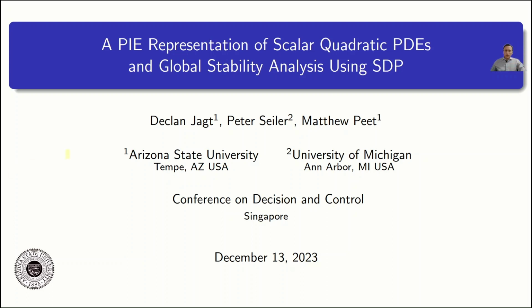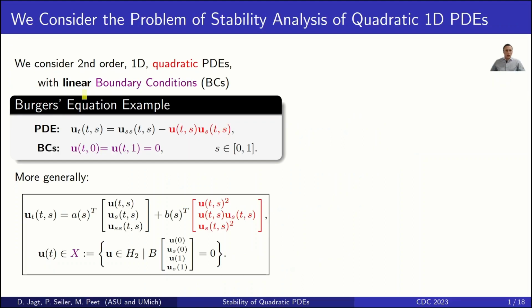All right, hello there. So today I will be talking about representation of quadratic partial differential equations as partial integral equations, or PIEs, and how we can subsequently test stability in this PIE representation using semi-definite programming. In particular, we'll be focusing here on systems of second order 1D quadratic partial differential equations with linear boundary conditions.